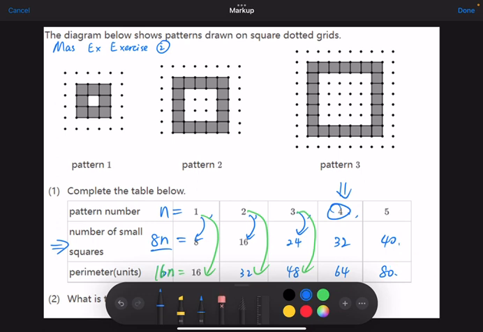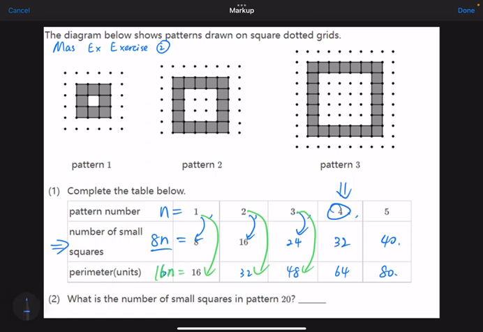After you get the general term, we can solve the second question easily. What is the number of small squares in pattern number 20? Pattern 20 will be the number on the first row, and we want to find the number of small squares. So we multiply n, because the second row is 8n. 20 times 8 is 160. So the answer is 160.